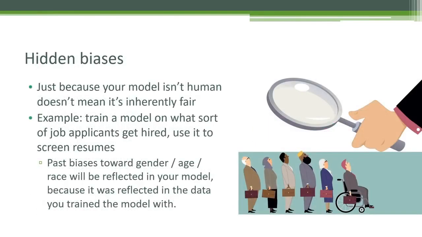There can also be hidden biases in your system. Just because the artificial neural network you've built is not human does not mean that it's inherently fair and unbiased. Remember, your model is only as good as the data that you train it with. So let's take an example.